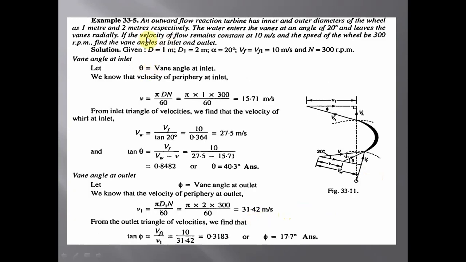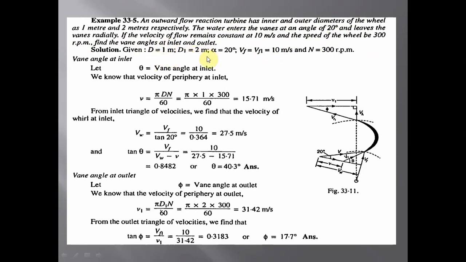Third problem. An outward flow reaction turbine has an inner and outer diameter of the wheel of 1 meter and 2 meters respectively. The water enters the vane at an angle of 20 degrees and leaves the vane radially. If the velocity of flow remains constant at 10 meters per second and speed of the wheel is 300 rotations per minute, find the vane angle at inlet and outlet.